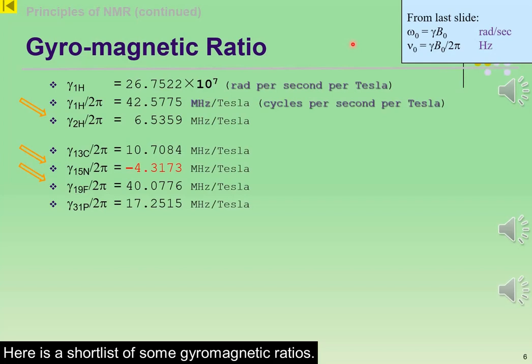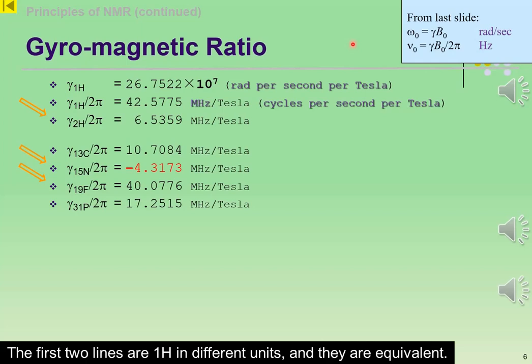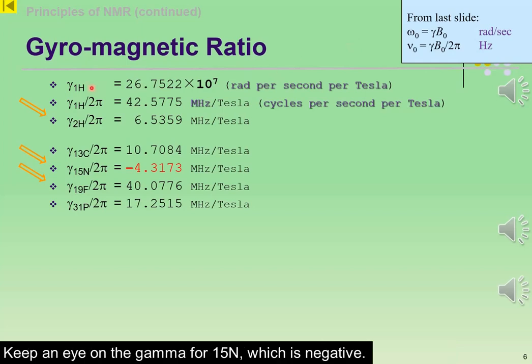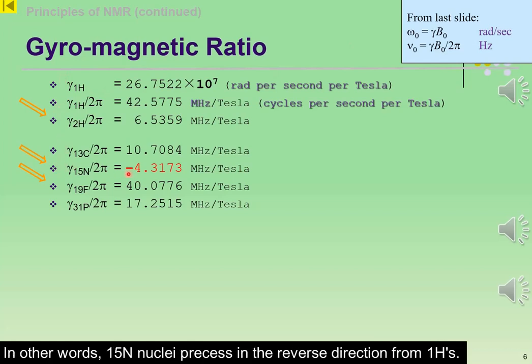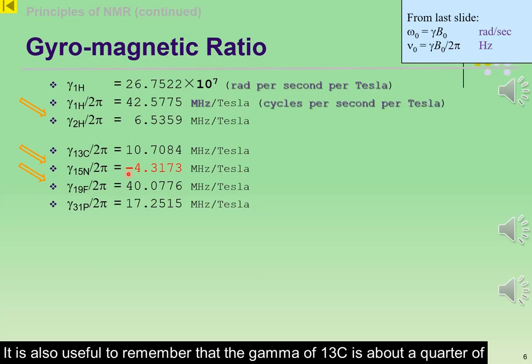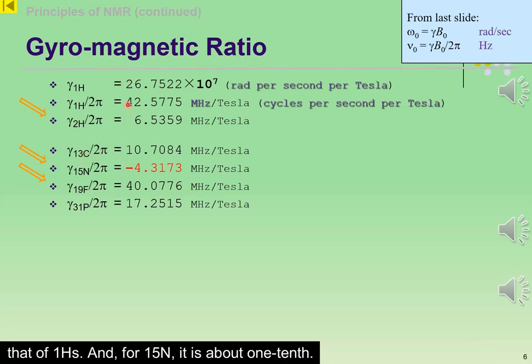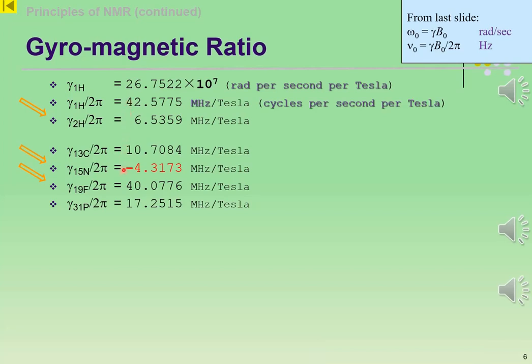Here is a short list of some gyromagnetic ratios. The first two lines are 1H in different units, and they are equivalent. Keep an eye on the gamma for 15N, which is negative. In other words, 15N nuclei precess in the reverse direction from 1H's. It is also useful to remember that the gamma of 13C is about a quarter of that of 1H's, and for 15N, it is about 1/10.